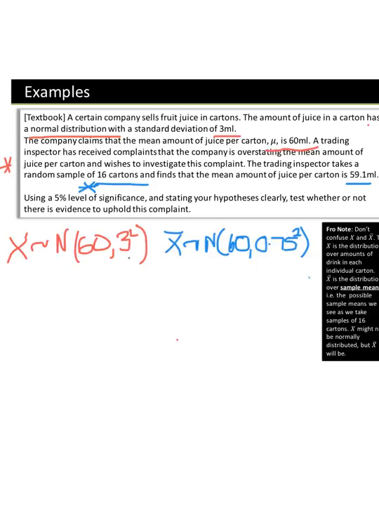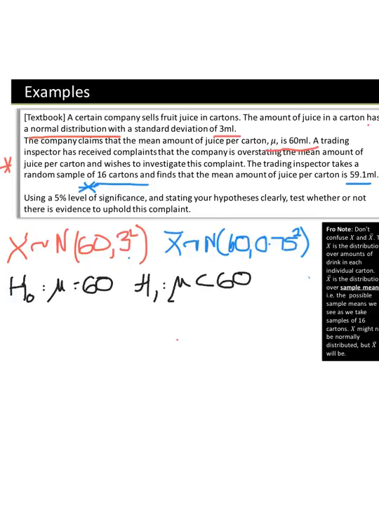So we've got to state our hypotheses. If the inspector has received complaints that the company is overstating the mean amount of juice per carton, therefore our null hypothesis, H0, is going to be that the mean is actually equal to 60, and our alternative hypothesis is that the mean is going to be less than 60.